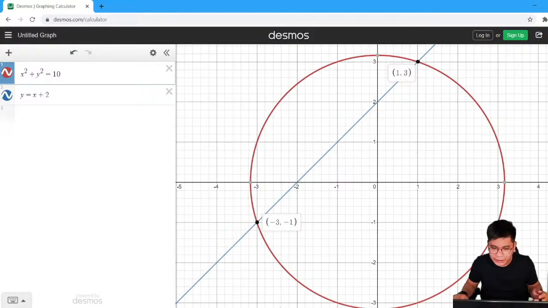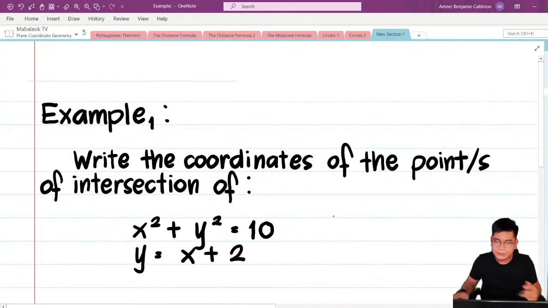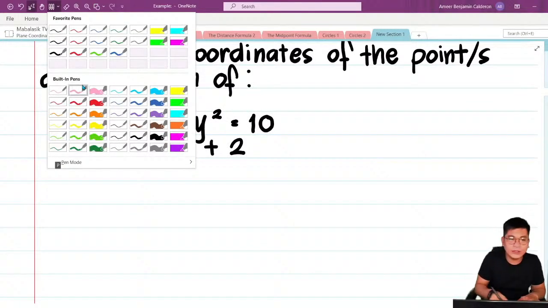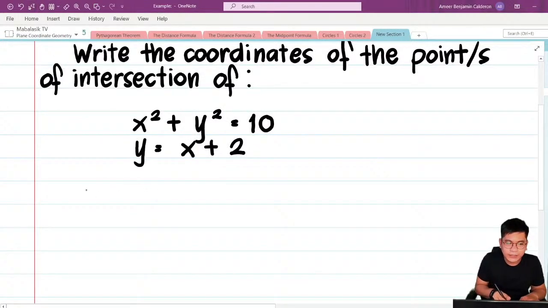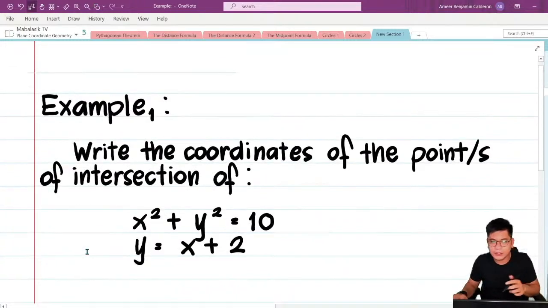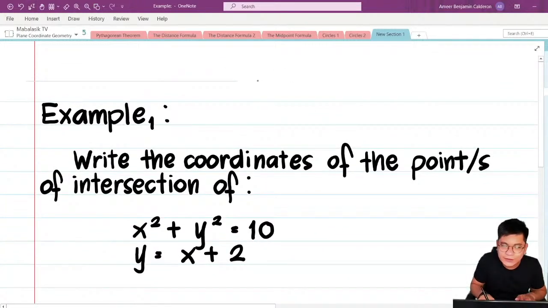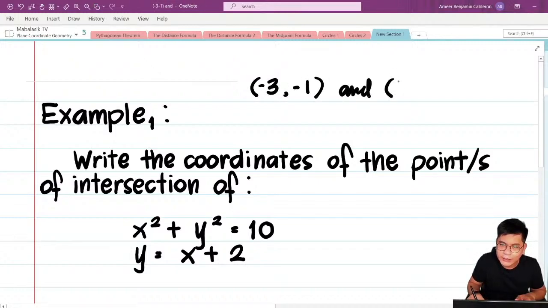Let us now write it so we know what will happen. So for our graphing calculator, maybe here. -3, -1, and 1, 3.